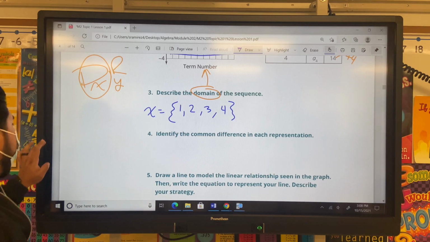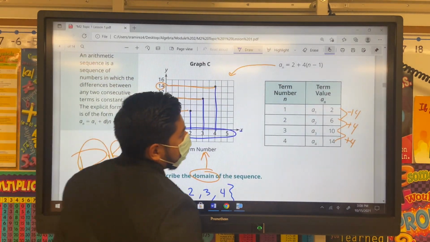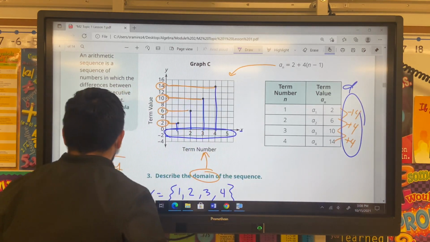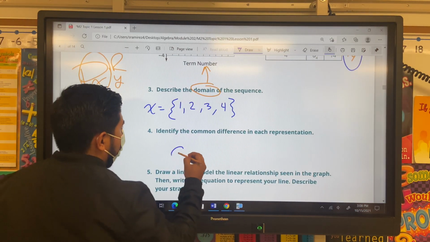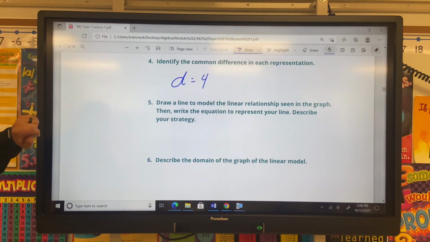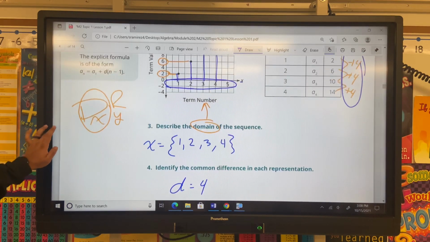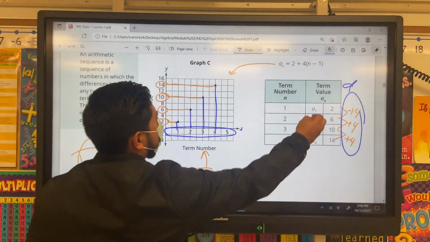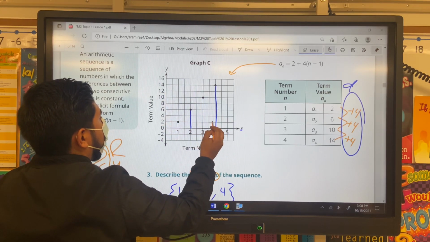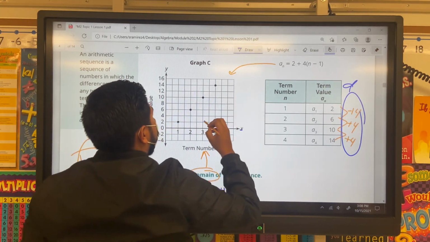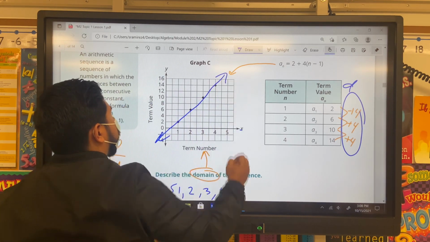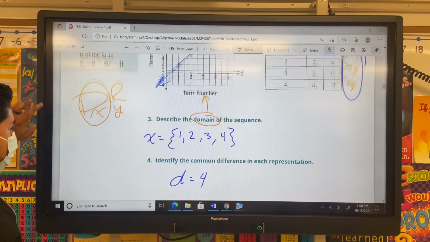Identify the common difference. This is the common difference. +4. D equals 4. Draw a line to show that this is a linear model. I'm gonna erase all this, ladies and gentlemen. Drawing a nice beautiful line, boom, something like this with some arrows.